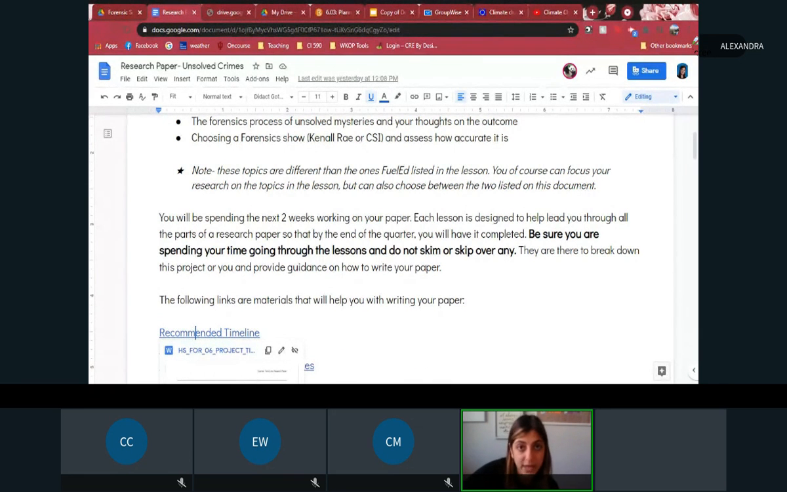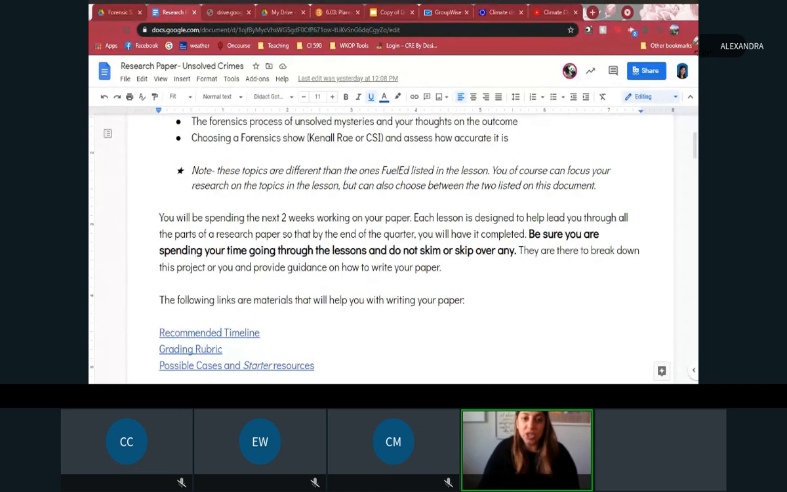Now, I am still going to be grading anything that is due that you need to turn in. So for example, lesson 6.3 has a sheet of paper that you are going to be turning in that tells me the specific topic that you're choosing to do. If you choose to go through an unsolved mystery, then you're going to tell me specifically what case that is, what sources you plan on using, all of those details so that I know where you are.